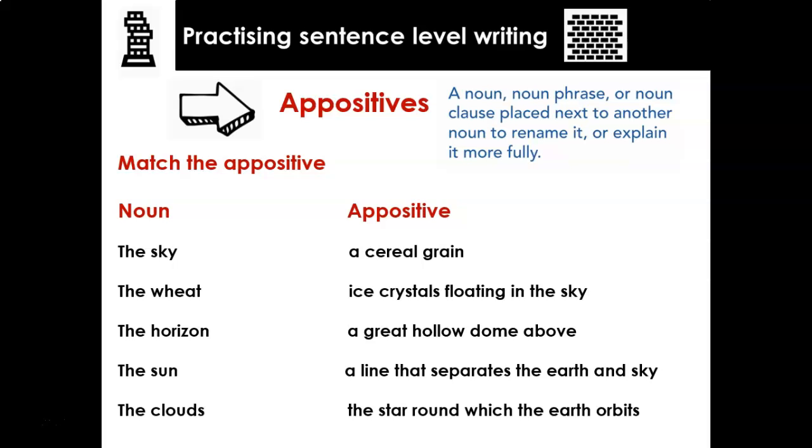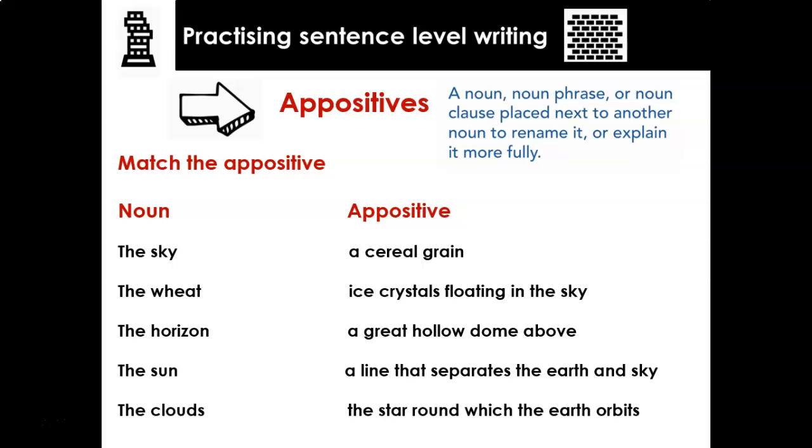So is that an appositive that renames the sky, the wheat, the horizon, the sun, or the clouds? Which would you match that with, in other words? Ice crystals floating in the sky. So which noun does that rename or explain? A great hollow dome above. Where would you match that one to?